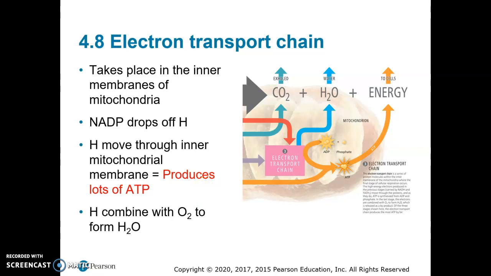So the electron transport chain takes place inside the membrane of the mitochondria. That's where the hydrogens get dropped off. They move through the inner mitochondrial membrane. That's where we produce the ATP. When those hydrogens come out, they combine with the oxygen that you and I breathe to form water.